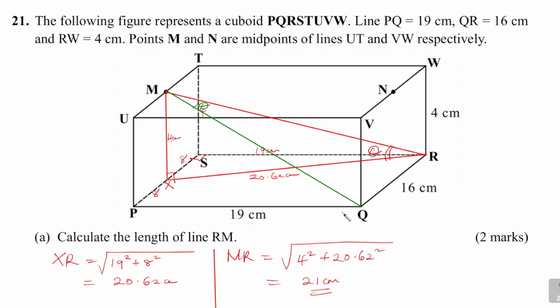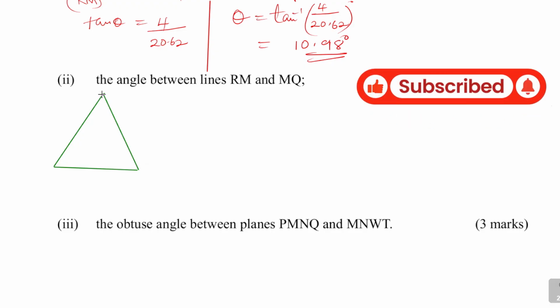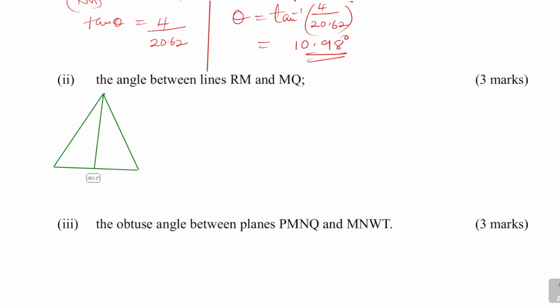Now, one observation that you make is that when you look at this diagram very well, MQ is equivalent to MR. Those lines are equal. When you look at them very keenly, you notice that the lines are equal, MQ and MR. You can put that mark. So if I extract that triangle here, you will have something like this.